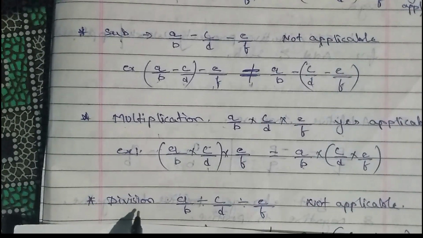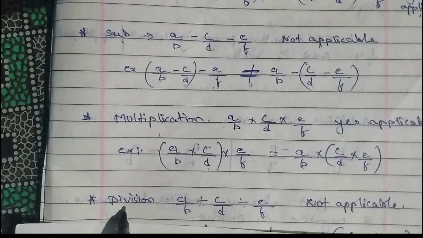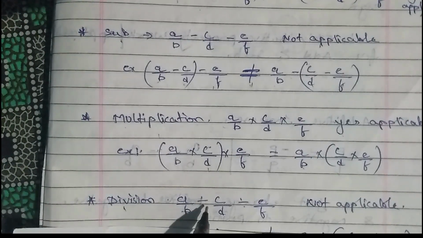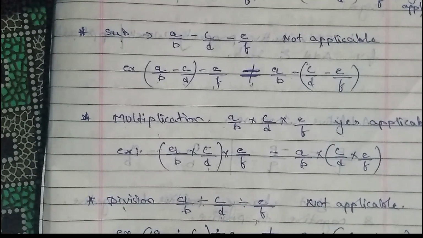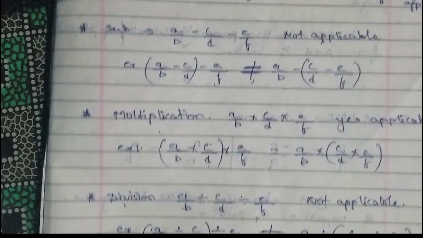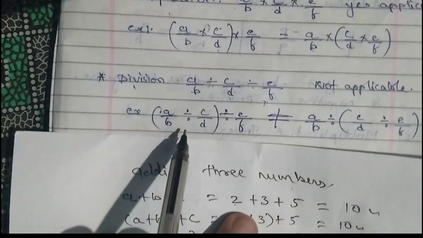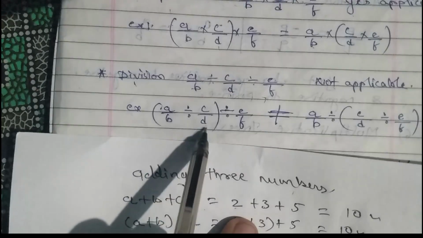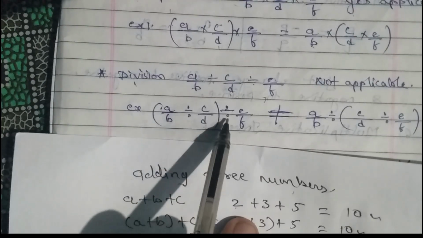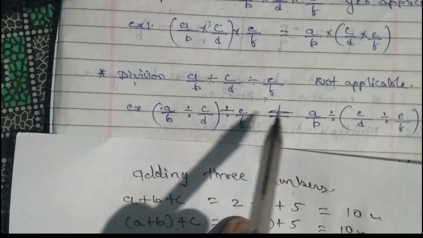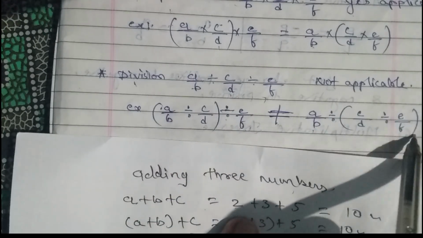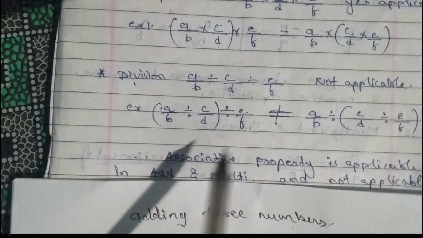But it is not applicable in division. Associative property is not applicable in division. A upon B divided by C upon D divided by E upon F. So you can see in the example that A upon B divided by C upon D, as a group, divided by E upon F is not equal to A upon B divided by the group of C upon D divided by E upon F.